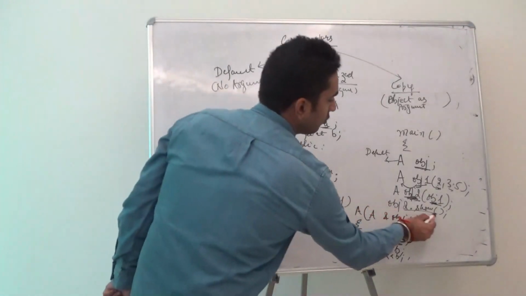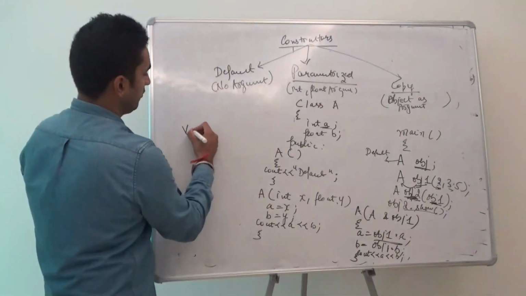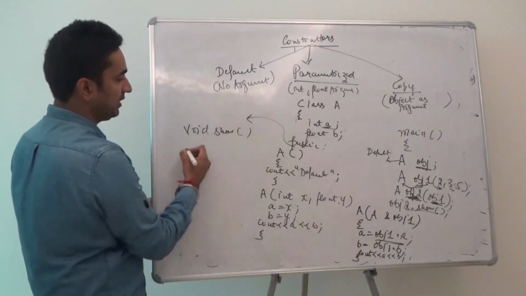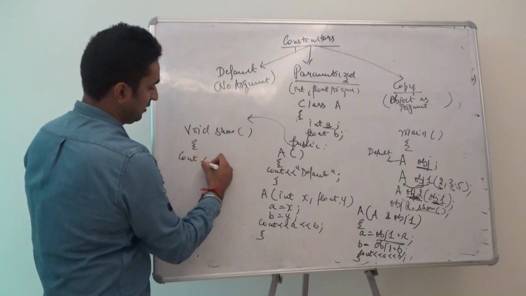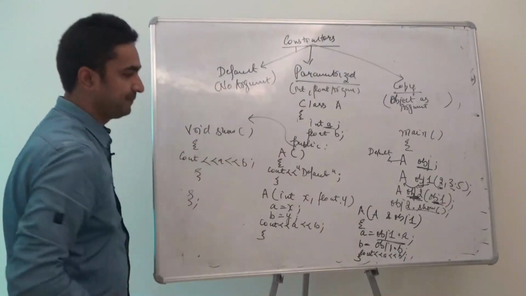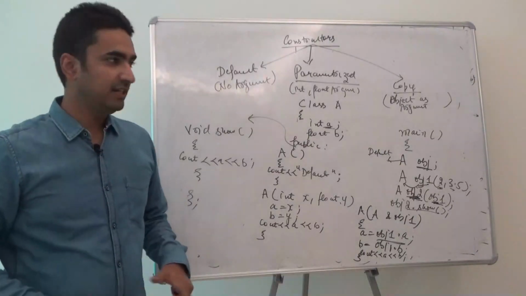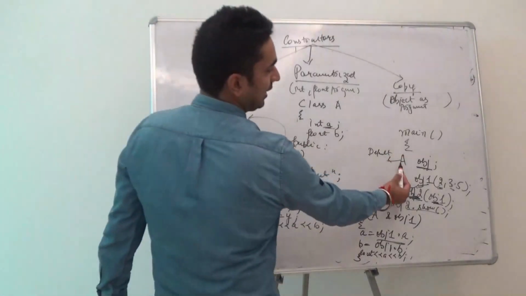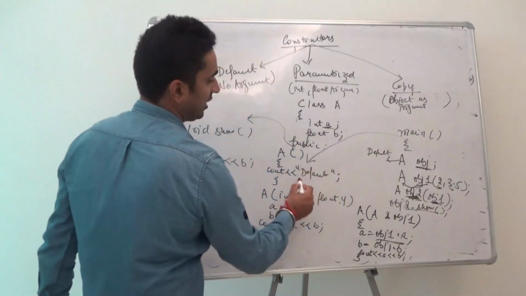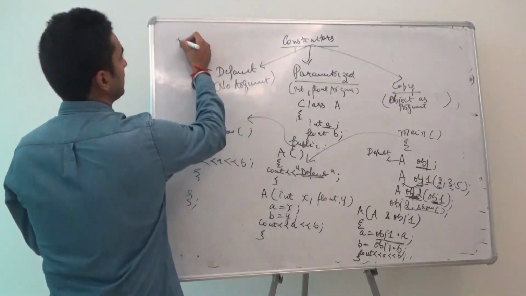And last I'm writing obj2.show, so void show, I'm just using in public section, by default it is in public, and I'm just displaying cout A and B. That's it. So how does it work? Firstly, I'll write A obj, by default constructor gets called, so over here answer comes default.